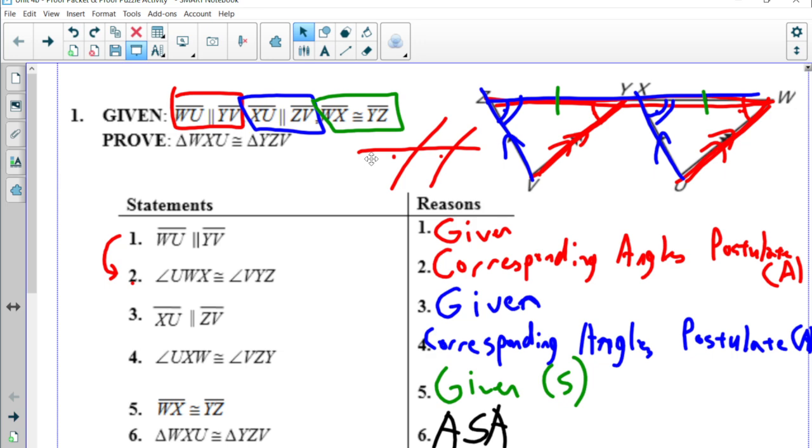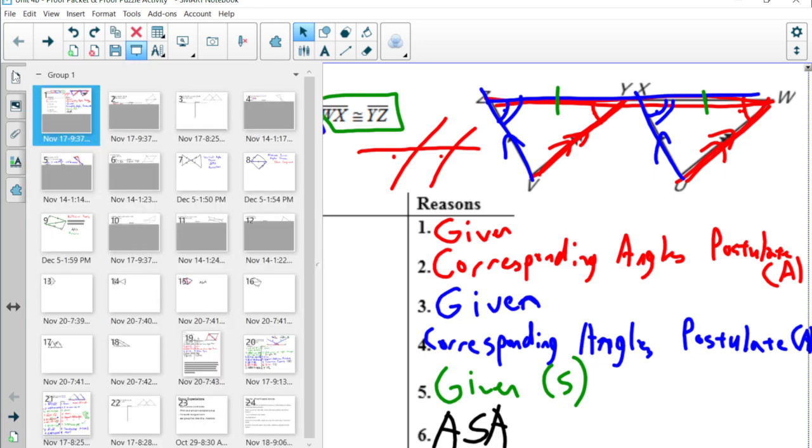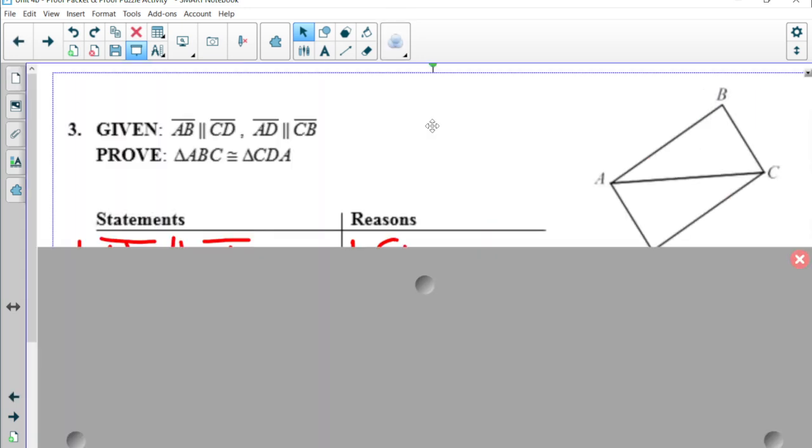We're going to do another one together. I'm going to jump to number 3. We'll do number 2 next time. But I want to jump to number 3. Which is right here.